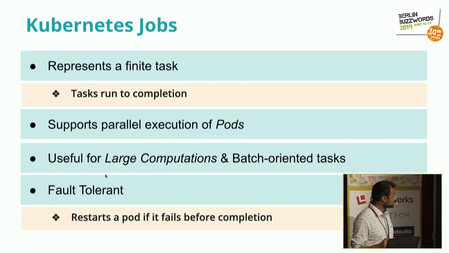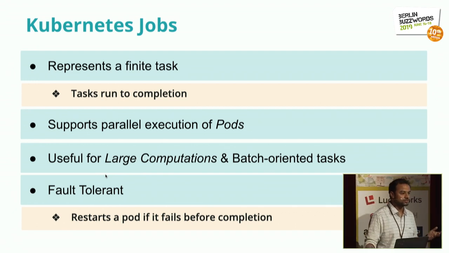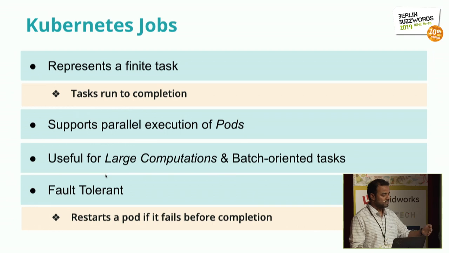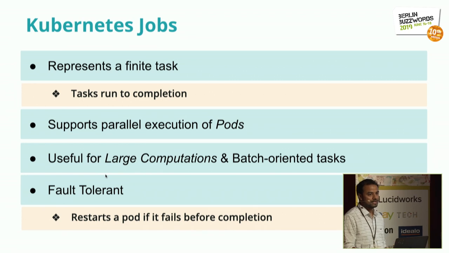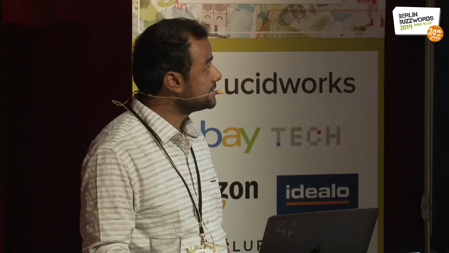So it's our responsibility to make sure that the jobs know they can be restarted, and have to check and resume from the last checkpointed place. So it's useful for large computations and batch-oriented tasks. And also it's fault tolerant, because Kubernetes makes sure that it goes until the completion state.